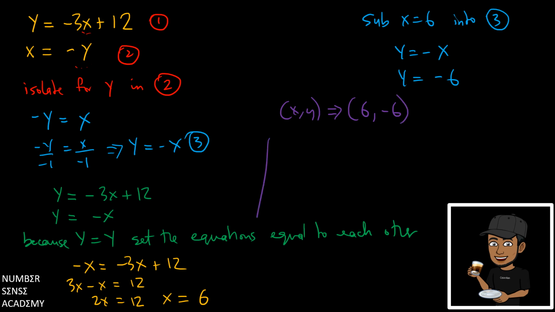And then let's do a quick check. So I'm going to use equation 2. It says x is equal to negative y. X is 6. The negative y is equal to negative 6. The negative of negative 6 is 6. 6 is equal to 6. And voila.